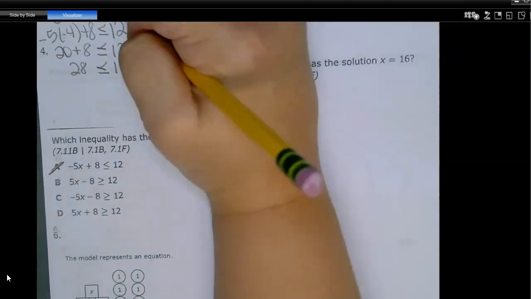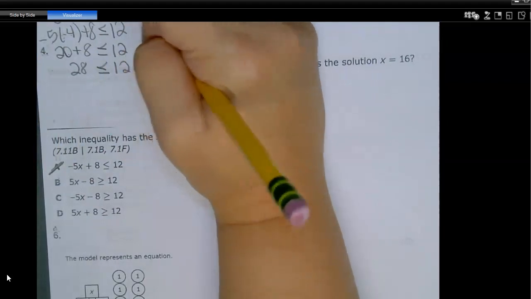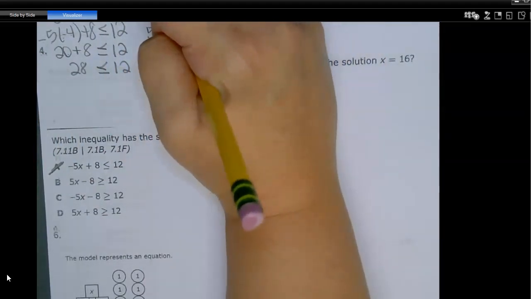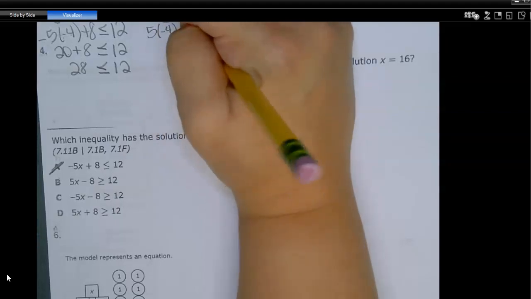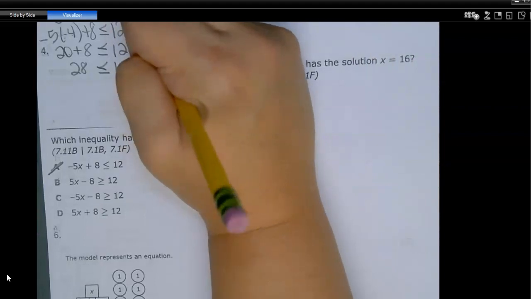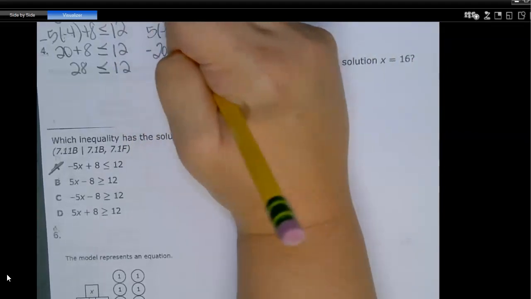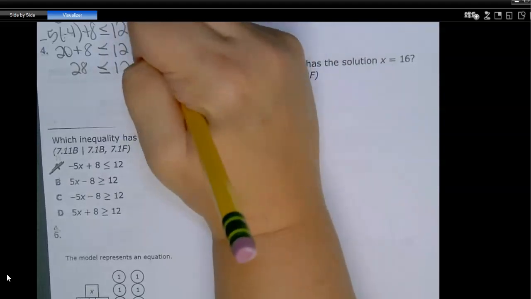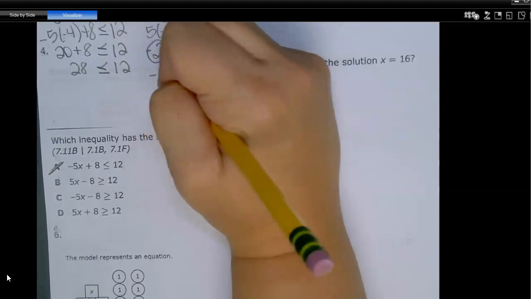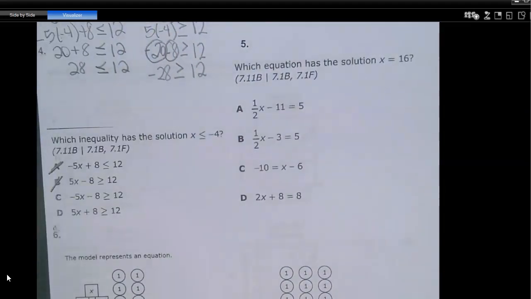For B, we have 5 times our x, which is negative 4, is greater than or equal to 12, okay? So we have a negative 20, and then don't forget that minus 8. Minus 8 is greater than or equal to 12, and we can combine these two since they're both negative amounts. So negative 28 is greater than or equal to 12. That is not true, okay?